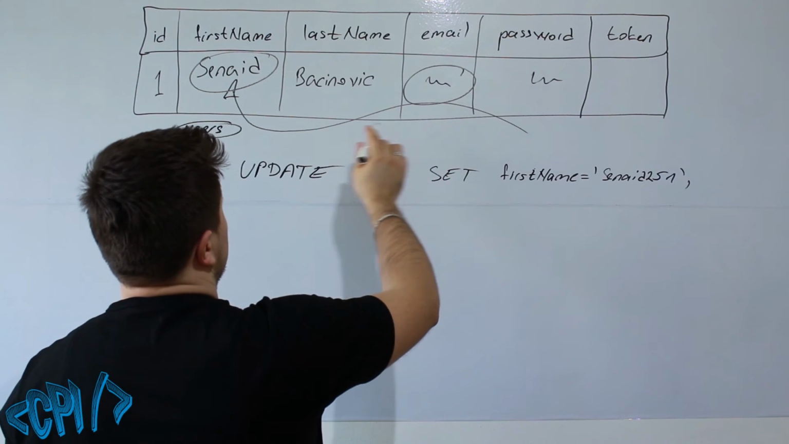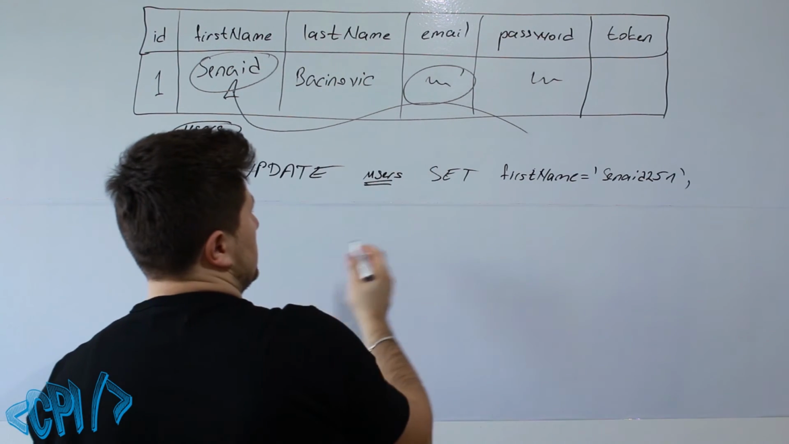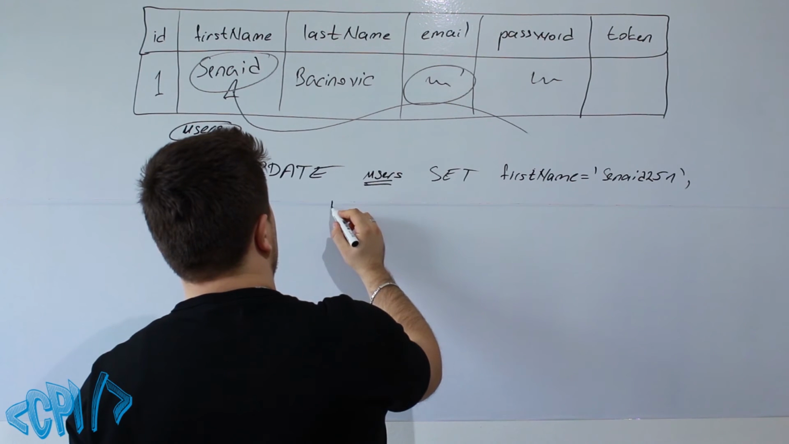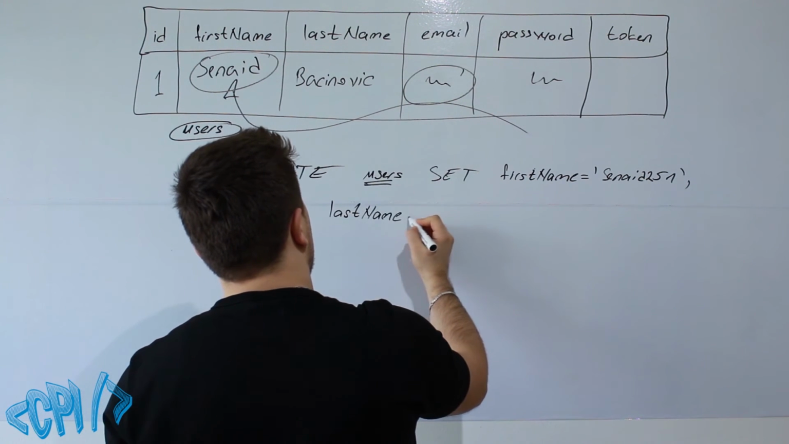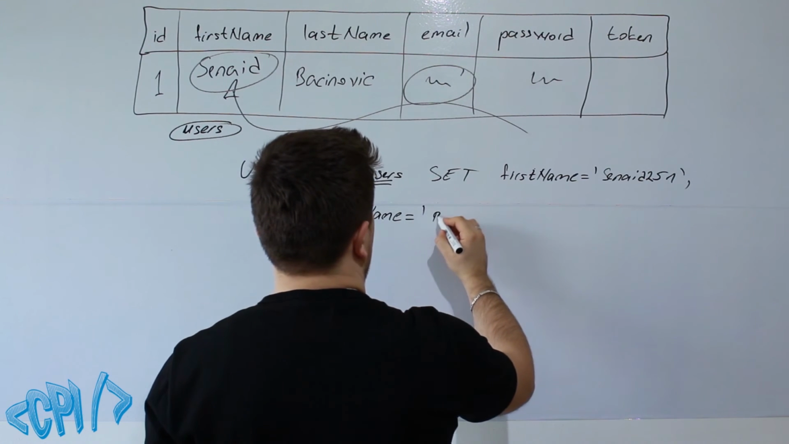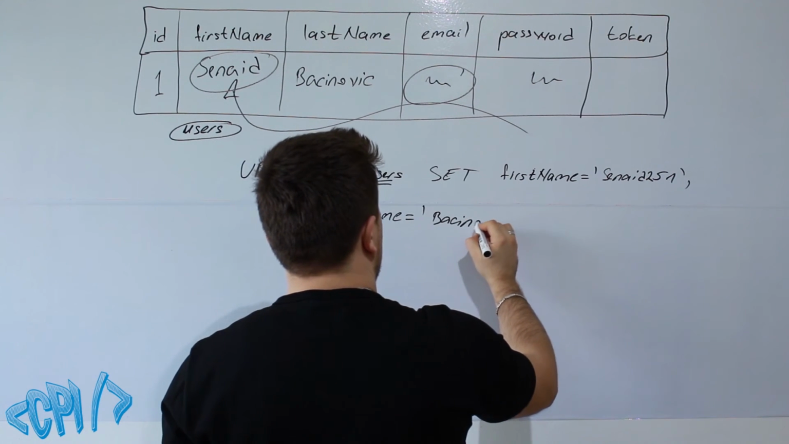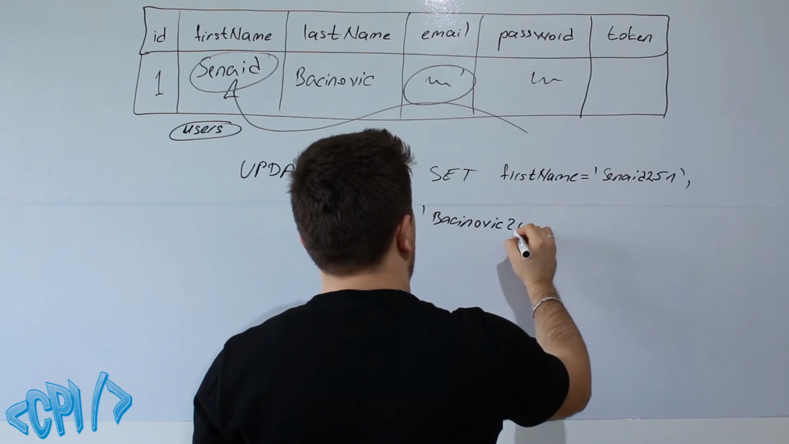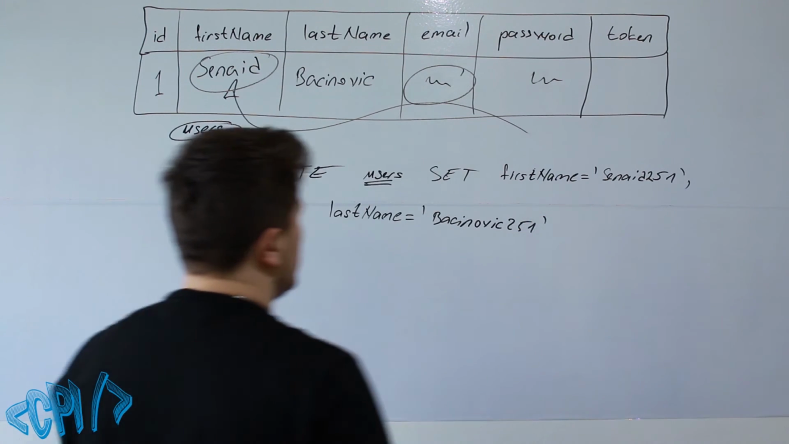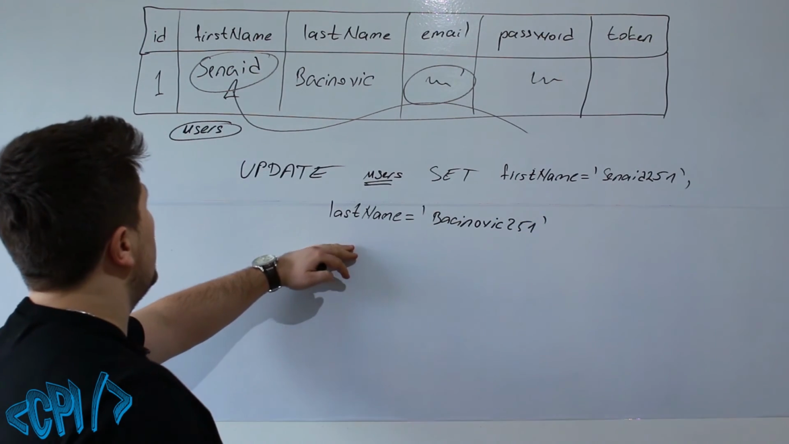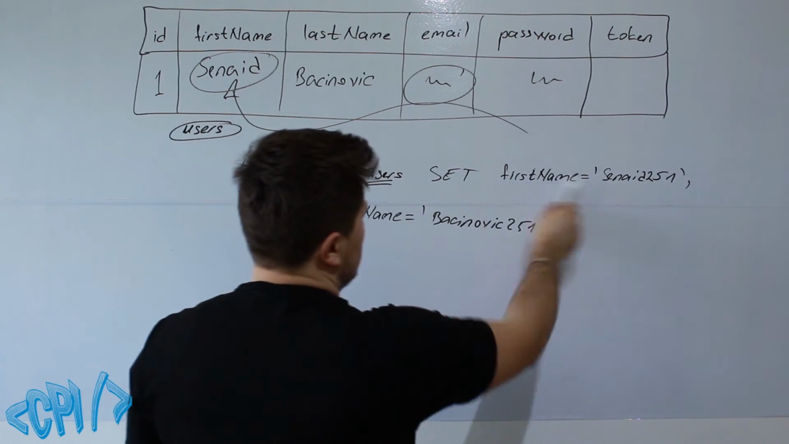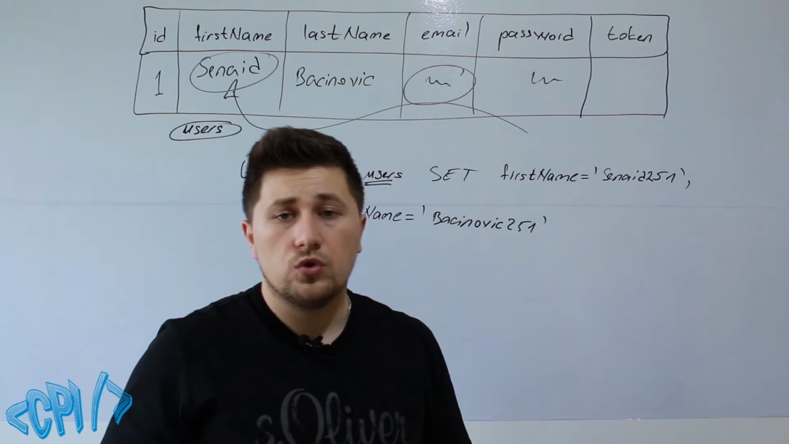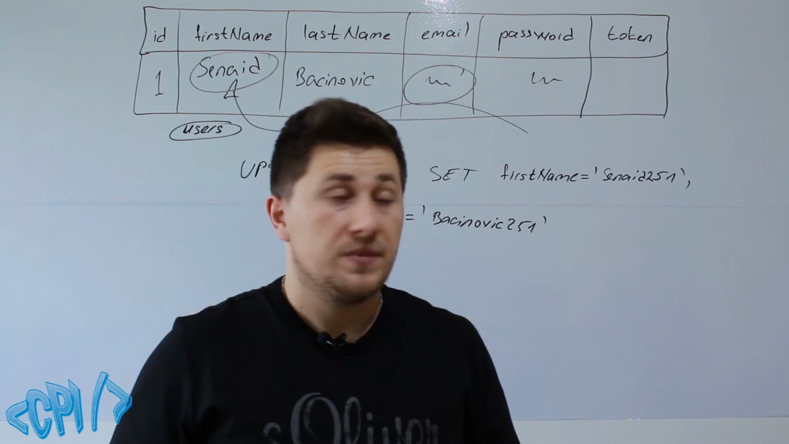For example, let's say the user updated his last name too. So last name equal, it doesn't matter, some random number, and that's it. We are not going to change anything else. And if we execute only this query, that means that all users in the database will be updated.